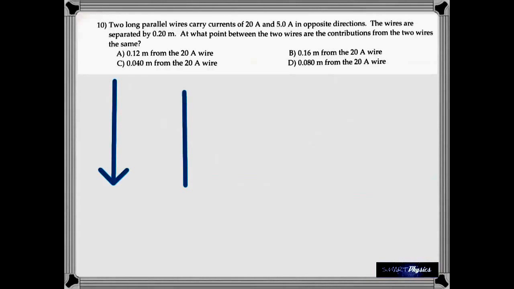Two parallel wires carry currents of 20 and 5 in opposite directions. At what point between the two wires are the contributions of the two wires the same? So we're looking for a point where the magnetic fields are equal. 20 ampere and 5 ampere, and they are separated by 0.20 meter.